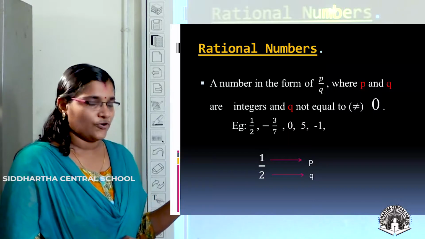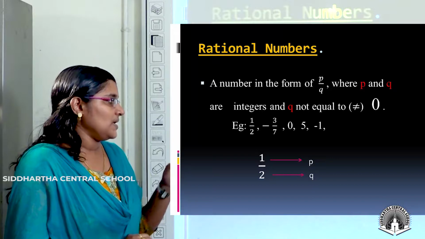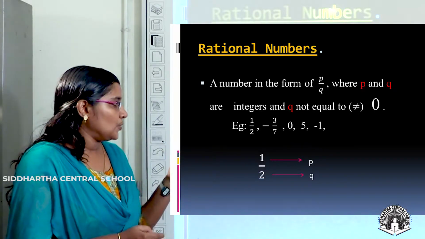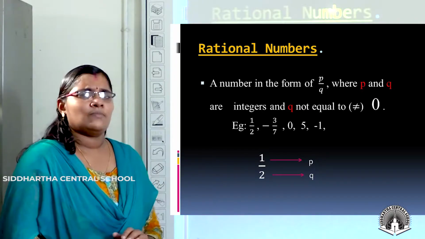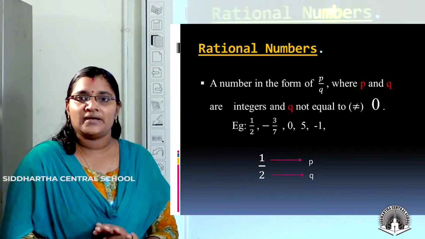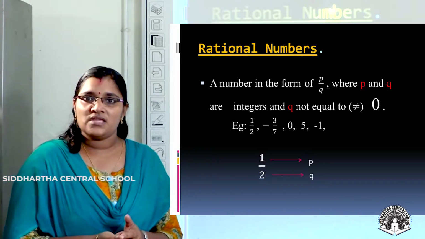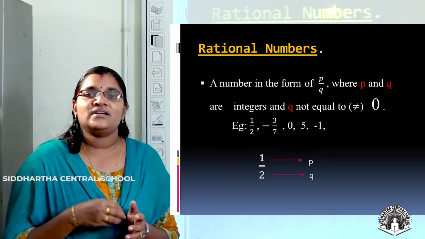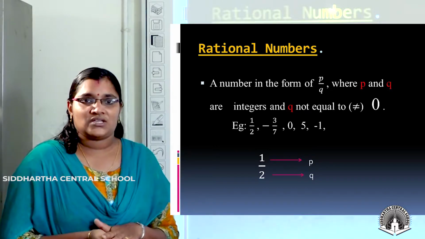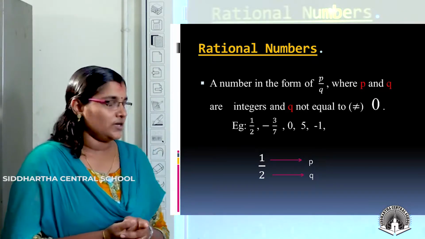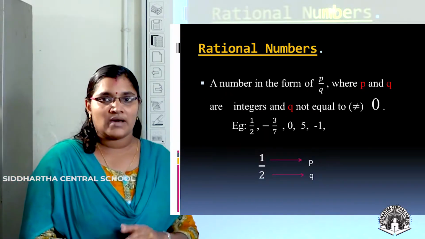So p by q form. The second example, minus 3 by 7. Here p is minus 3 and q is 7. That also is p by q form. Then third example, 0. Only 0, the denominator is not shown. If the denominator is not mentioned, that means the denominator is 1. So 0 is also a rational number, that means 0 by 1.